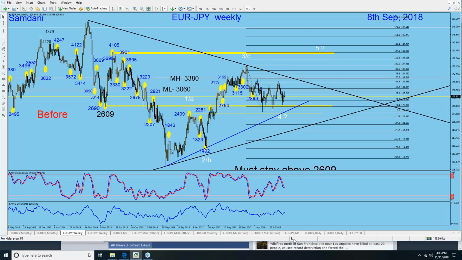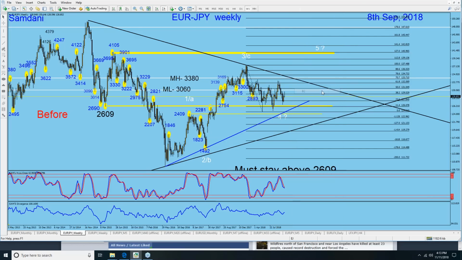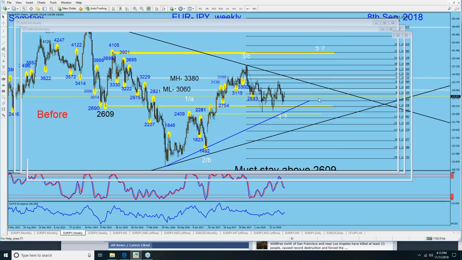So we saw the Euro USD, right? And let me see Euro, for example, Euro CAD. If we can go and see what Euro CAD is doing. Or maybe there is a chance of dropping on that.